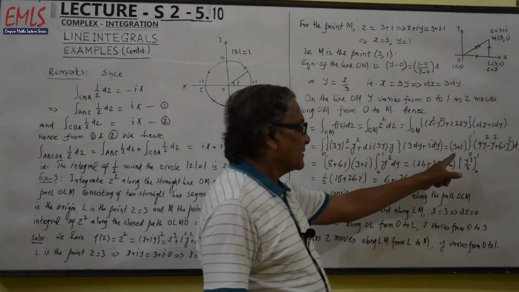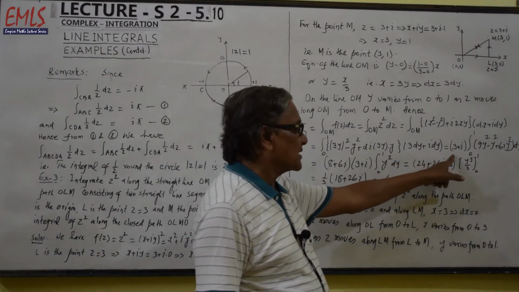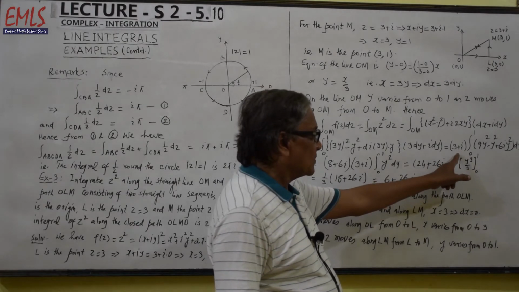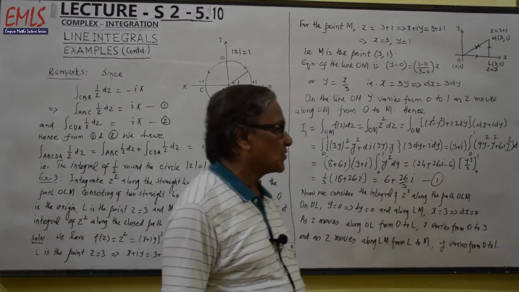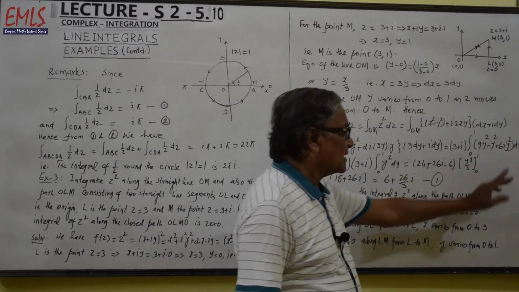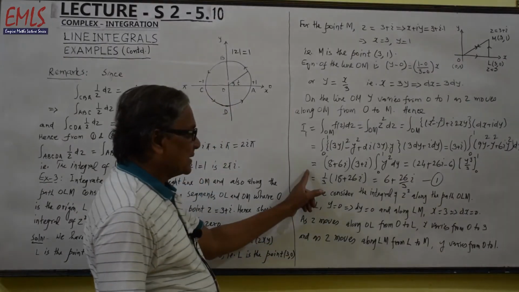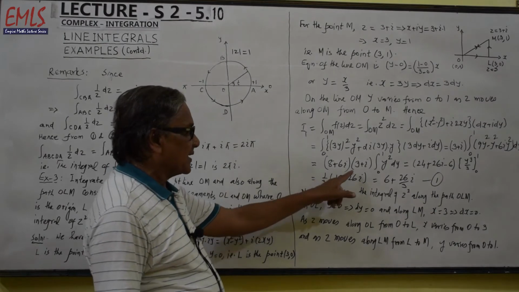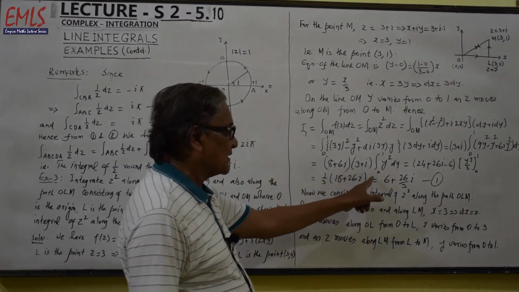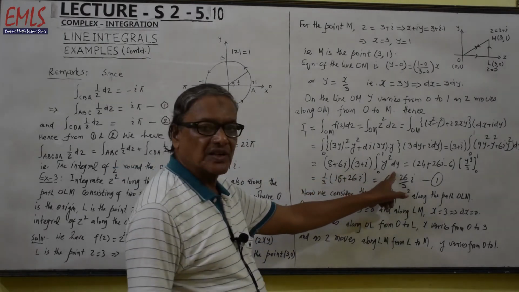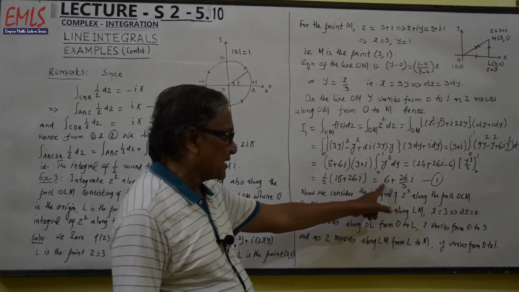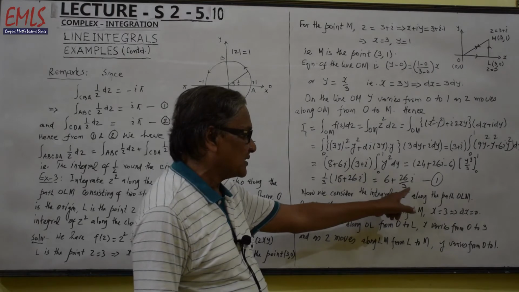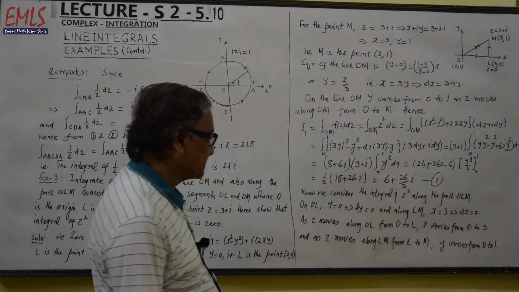So 3 plus i is taken out of the integral, and we get 3 plus i times the integral from 0 to 1 of 9y squared minus y squared plus 6i y squared dy. That is equal to (8 plus 6i) times (3 plus i) times the integral from 0 to 1 of y squared dy, and this gives, on simplification, 6 plus 26 by 3 i. Call this equation number 1.